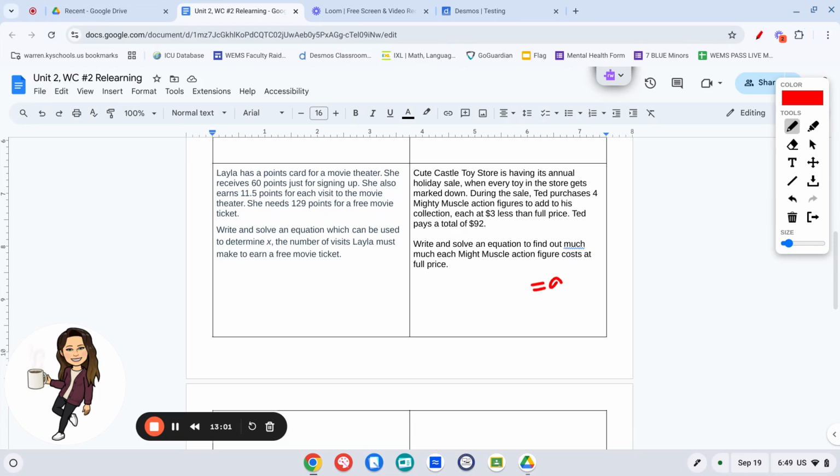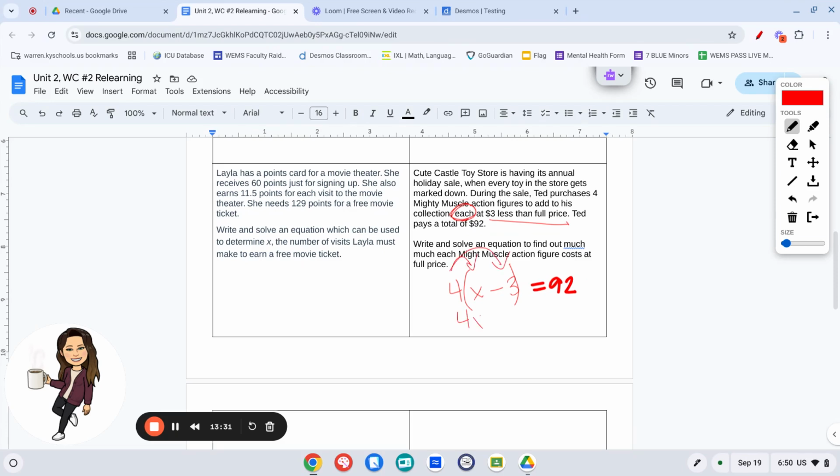All right, so we had 92, and we had 3, and then we had the 4 and the X. All right, so each action figure is 3 less than full price. So it's not you get $3 off your total. It's every single one you get the $3 off. So that is what creates groups. And then you solve it.